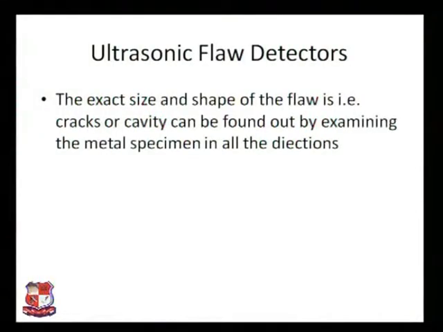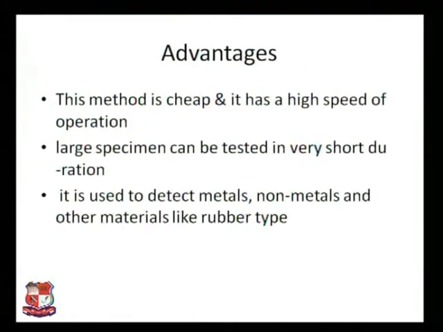At last, the size and shape of flaw detectors, that is, cracks or cavities, can be found out by examining the metal specimen in all directions. We can check the whole specimen from all sides and define the location of that defect inside the material. Let us go to the advantages.